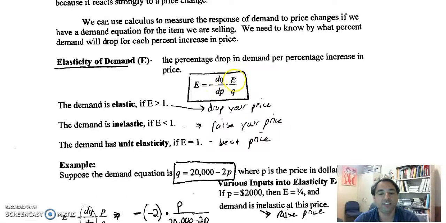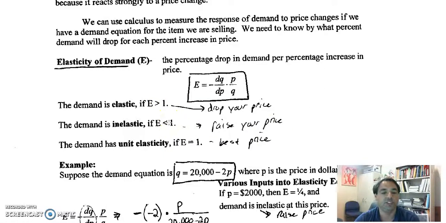And when you plug into this formula, if your output is greater than 1, then your demand is elastic, so you should drop your price. If you plug into this formula and your output is less than 1, then you're inelastic and you should raise the price. So above 1, lower the price. Less than 1, raise the price.